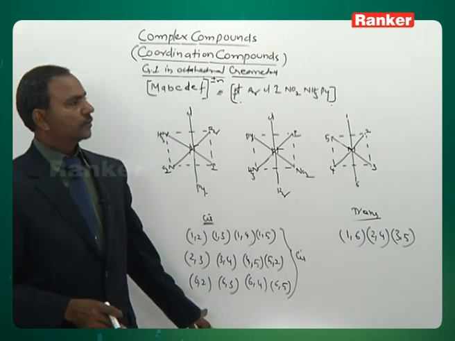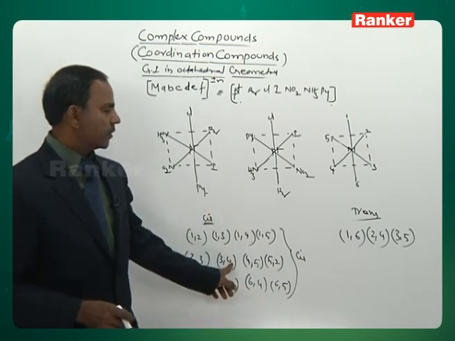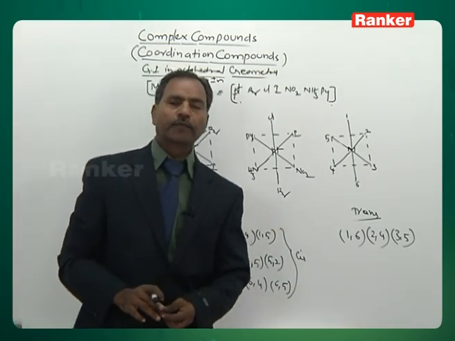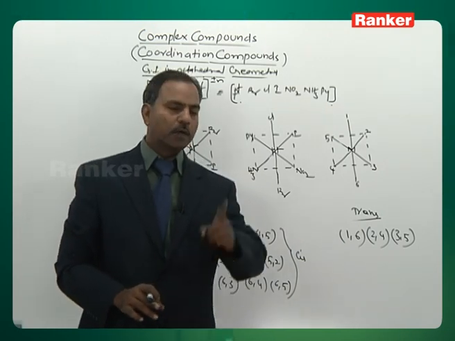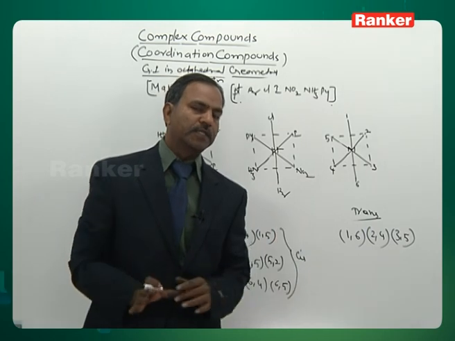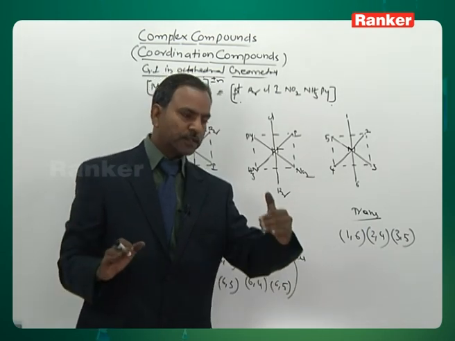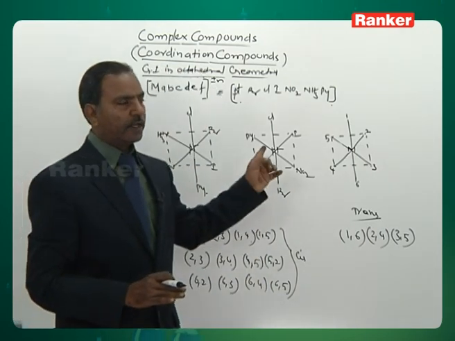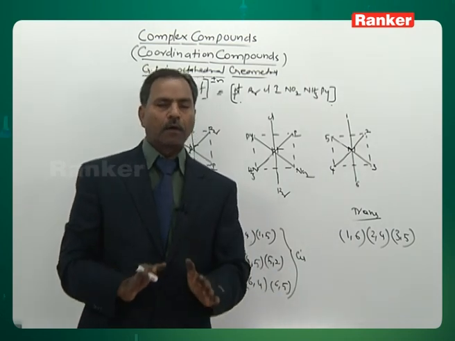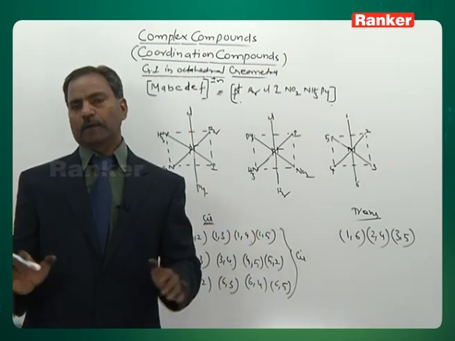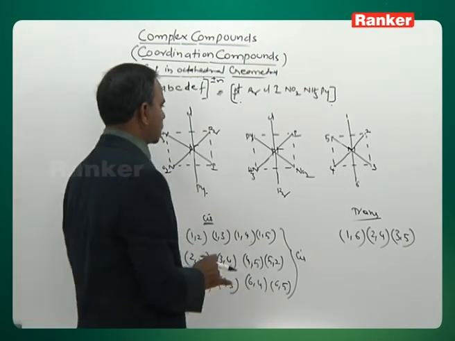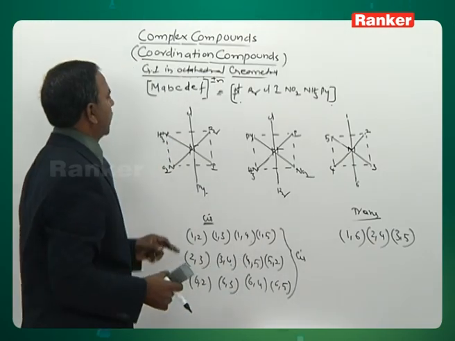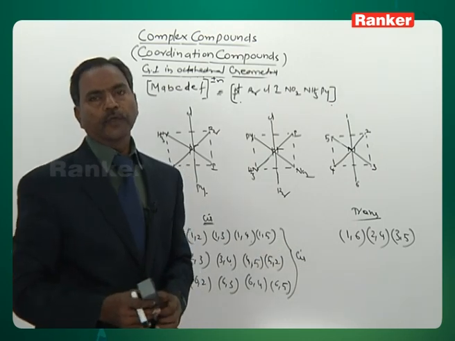These 15 isomers, 12 cis and 3 trans, are possible for MA, B, C, D, E, F, exhibiting a total of 15 geometrical isomers. One point to remember: all these 15 geometrical isomers are unsymmetric isomers. This point we will get in the discussion of optical isomerism. All 15 are unsymmetric because you cannot cut any one of these isomers into equal halves. We have discussed only octahedral geometry with monodentate ligands.